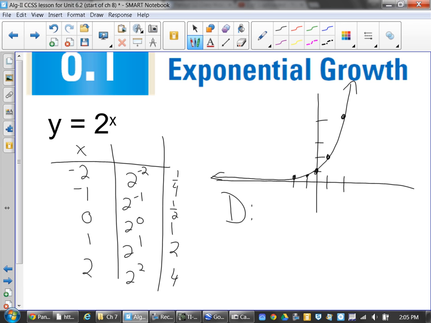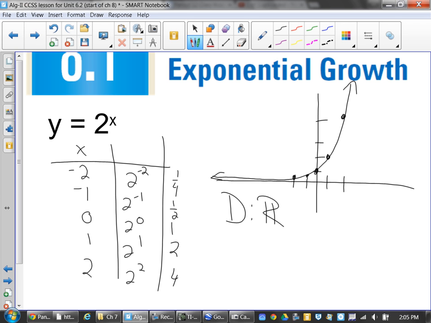So, let me ask you this. What's your domain? Okay, if you turn that on its side, x, all that's real. Guys, we got a lot to do. What's the domain? All real. Is there any value of x that this equation won't work? Nope. So it's all real.